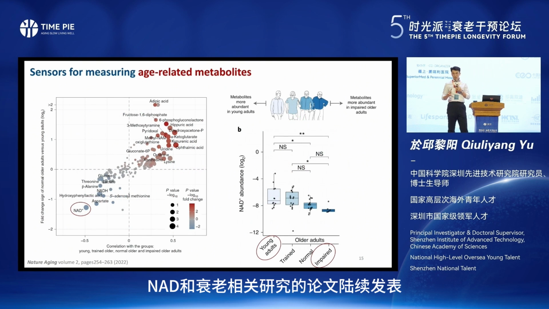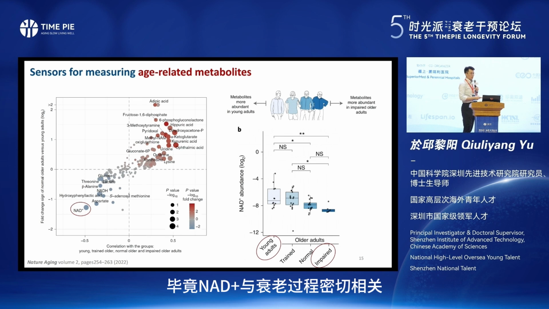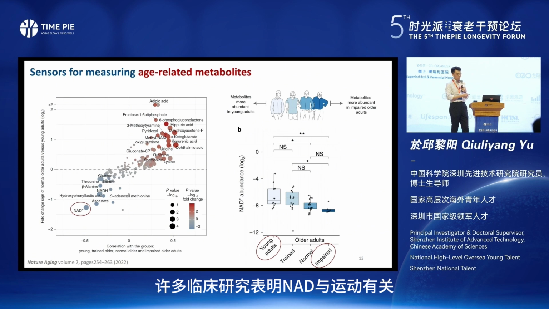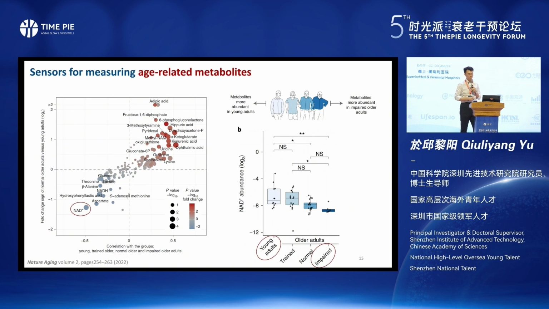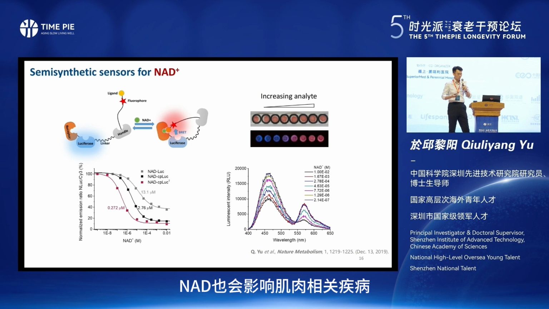And then papers related to NAD and aging came out. We thought, why not develop a sensor for NAD+? After all, NAD+ is heavily related to the aging process, and many of the clinical-based studies have shown how related NAD is with, for example, here, the physical activities, the sport activities of people. And some other clinical data also showed that this has an implication in, for example, muscle-related diseases.